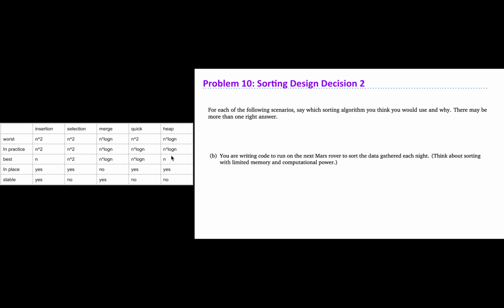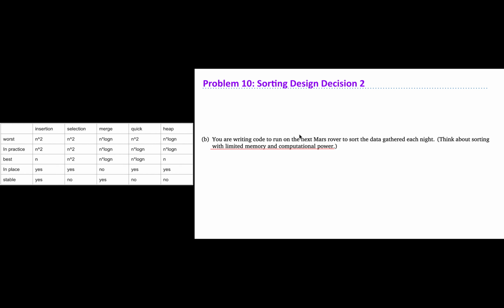So if I was answering this question, I would make the justification: well, we said that we want limited memory, so I need a sort that's in place, meaning I'm not going to use merge sort. I need a sort that works with limited computational power, which means I would eliminate insertion and selection sort, leaving quick and heap sort. And between those two, I'll just pick one arbitrarily. But if you gave that justification, you could use any of these for the answer here. Let's go through this.